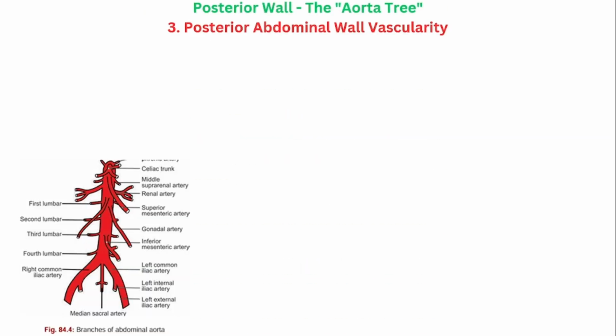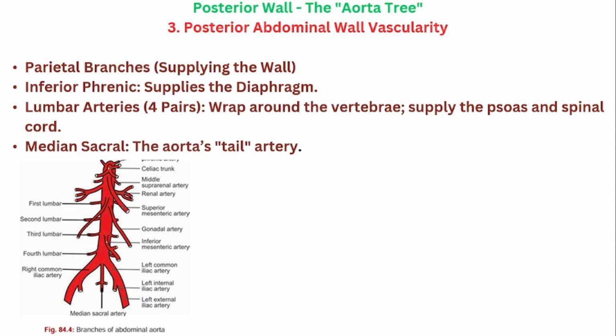What about the posterior wall? We can call it the aortic tree. Posterior abdominal wall vascularity: there are parietal branches supplying the wall. The inferior phrenic supplies the diaphragm. Lumbar arteries, which are 4 pairs, and the median sacral, like a tail of the aorta.